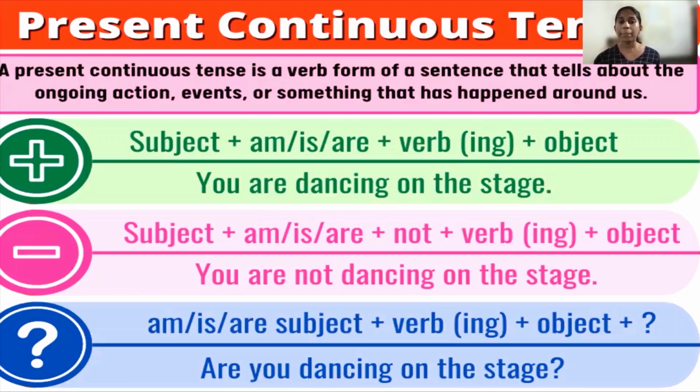Here the helping verb is are. Then for this helping verb, the relevant subject is you. Are you? Then the verb is dance, but we need the ing form. The ing form of the verb dance is dancing. Are you dancing, as object we have used on the stage. So the complete sentence is, are you dancing on the stage?